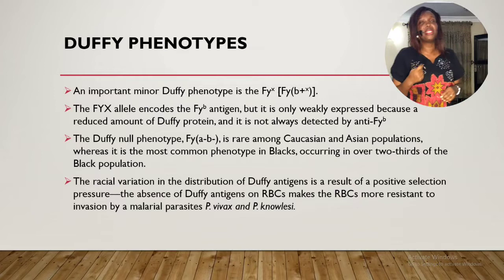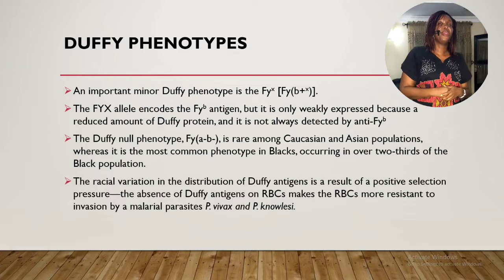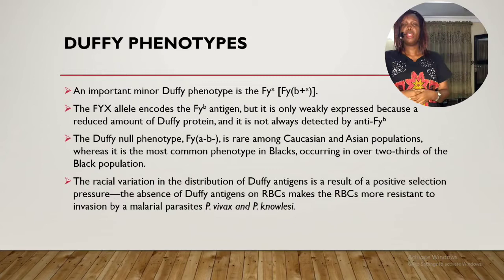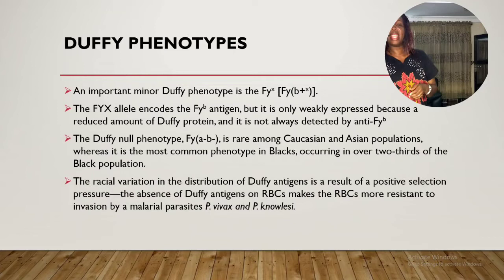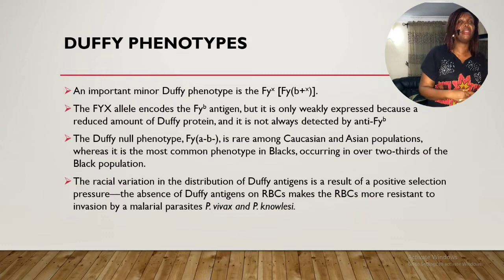The Duffy null phenotype, FYA minus B minus, is rare among the Caucasian and Asian populations, as we've seen on the table, whereas it is the most common phenotype in blacks, occurring in over 2/3 of the black population. The racial variation in the distribution of Duffy antigens is a result of positive selection pressure. The absence of Duffy antigens on red blood cells makes the red blood cell more resistant to invasion by the malaria parasites, P. vivax and P. malariae.